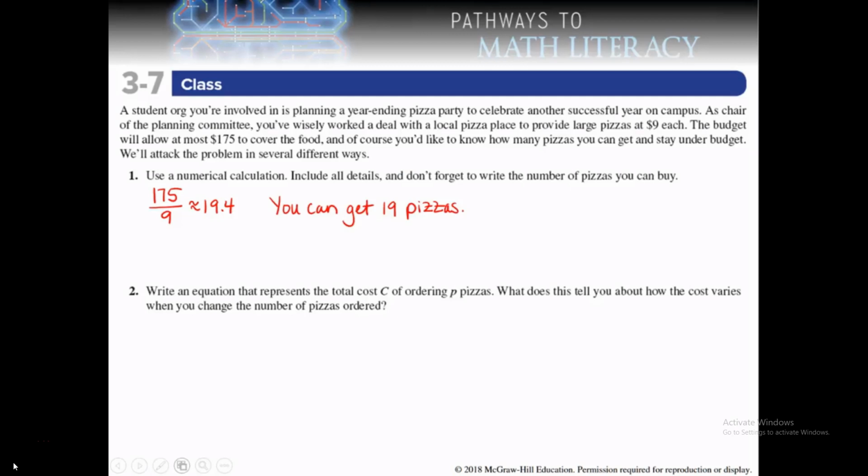Write an equation that represents the total cost C of ordering P pizzas. Well, the cost of ordering pizzas would be $9 per pizza, so $9 times the number of pizzas, so C equals 9p. And then it asks, what does this tell you about how the cost varies? Well, we have essentially y equals kx. We have a constant times a variable with nothing added on, so this is actually direct variation.